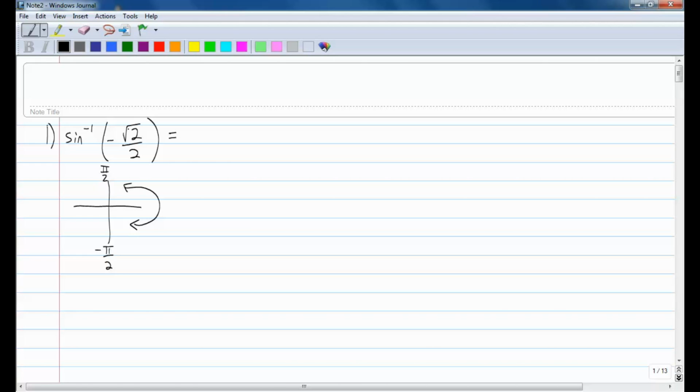So the angle whose sine is the positive square root of 2 over 2 in the first quadrant would be pi over 4. So make that angle measure negative, so your answer is negative pi over 4.